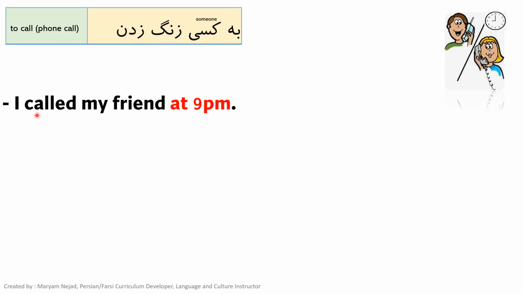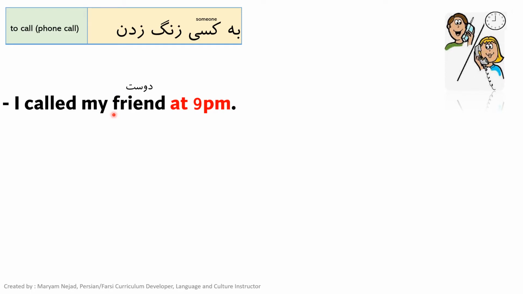And also here, I called, so this is past tense. If you don't remember how to form the past tense, we need the past stem of the verb. Here the verbal element is zadan. The past stem is we just get rid of nun. So zad is the past stem and we attach the verb ending to it. So very easy.